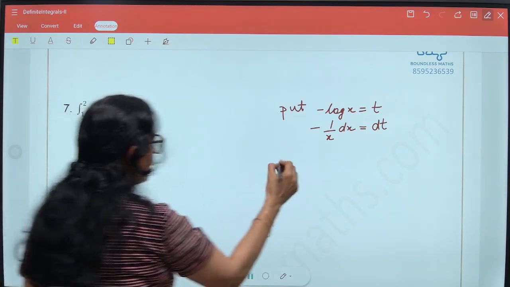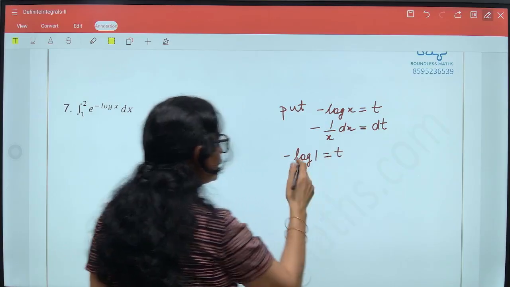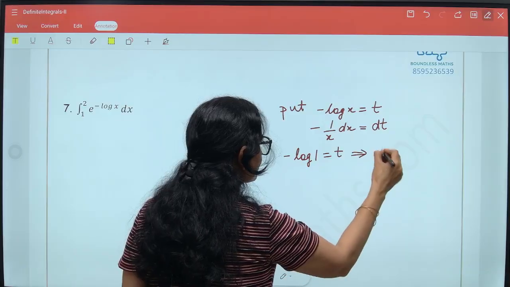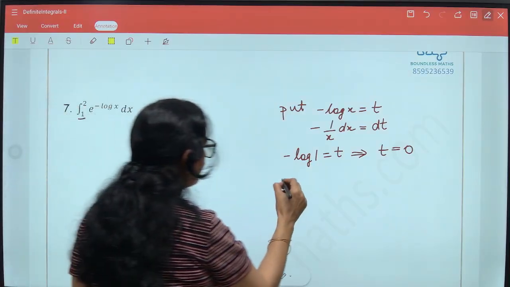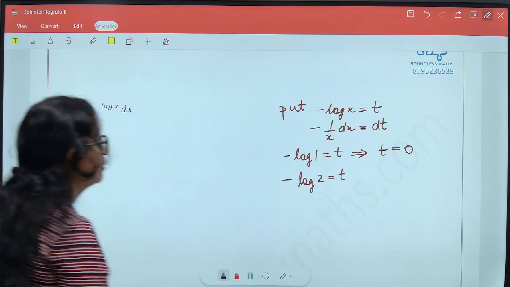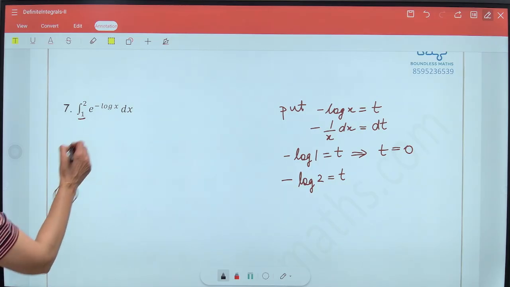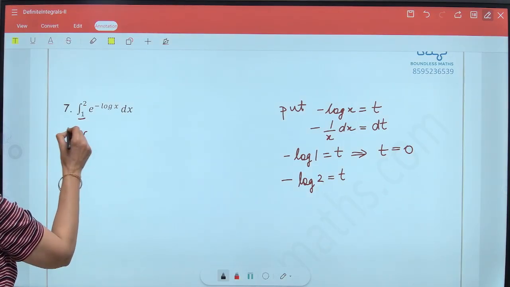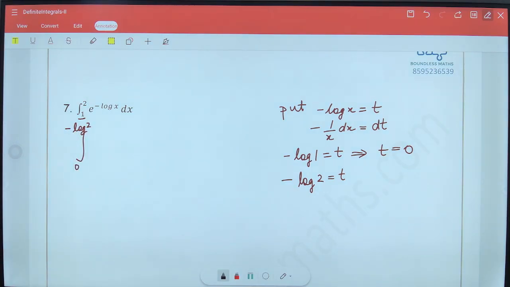So lower limit is 1, that means minus log 1 is t and log 1 is 0. So the value of t is 0. This is the lower limit. Now if I put minus log of 2 as t, what is the value of t? It is going to be minus log 2. So the lower limit is 0 and the upper limit is minus log 2, right? So we have just changed the lower and upper limit as per the new variable.